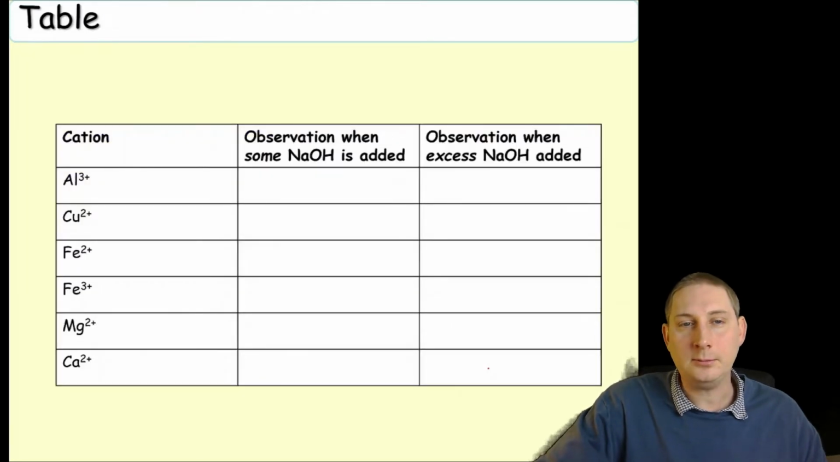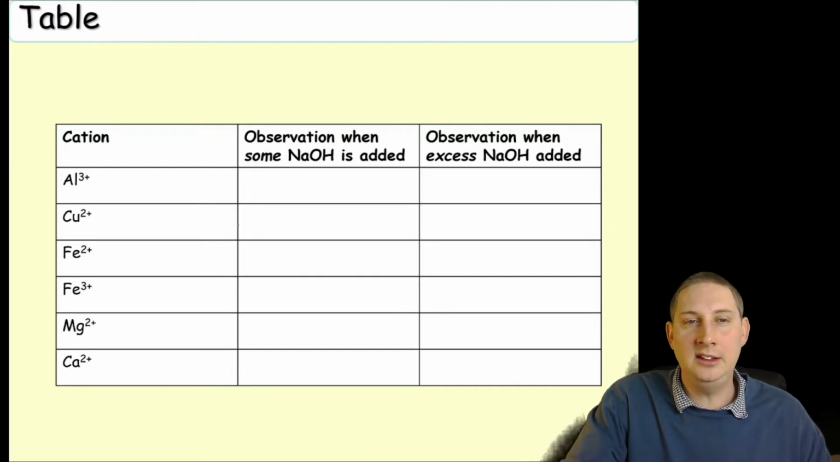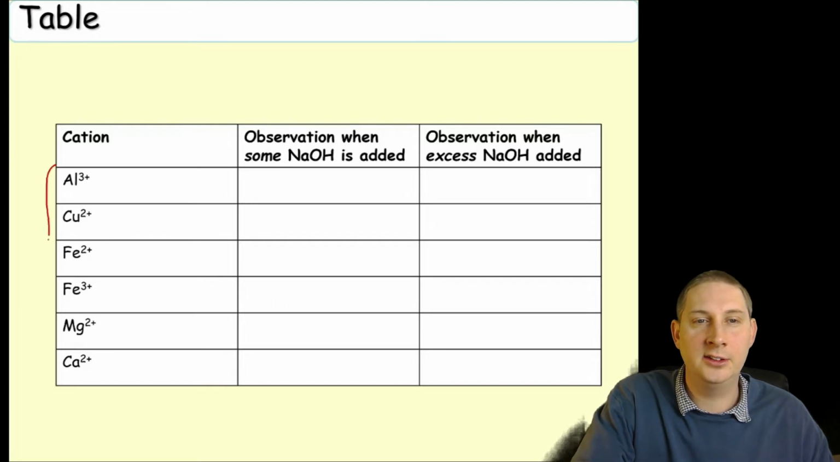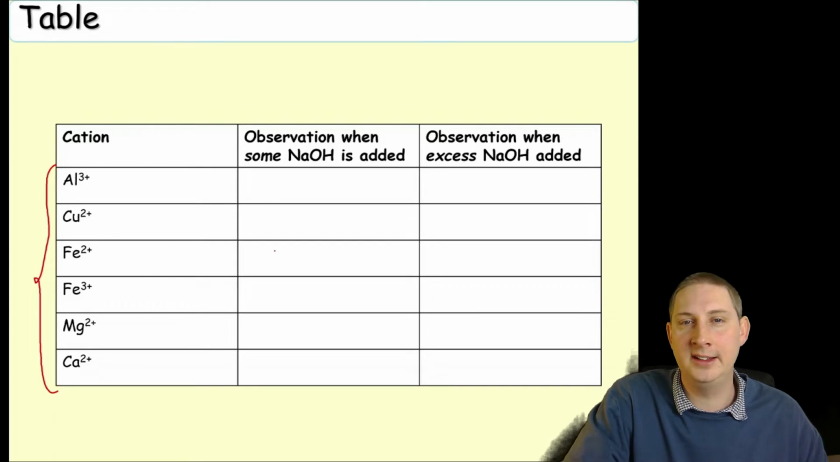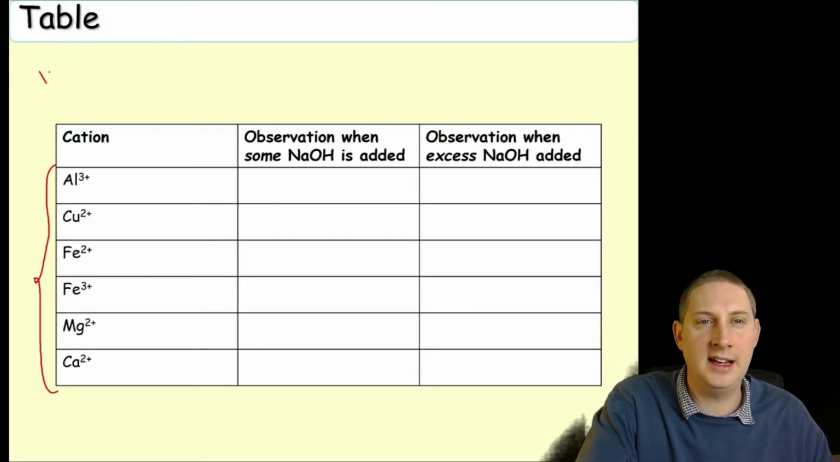So, here is the experiment. You need to know 6 different ions and what happens when sodium hydroxide is added. And again, you need to write this down in your books.